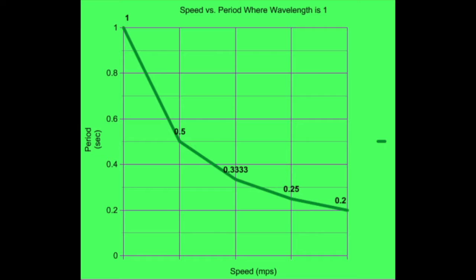This is a graph of speed where wavelength equals 1 and demonstrates how when the period gets higher, the speed gets lower.